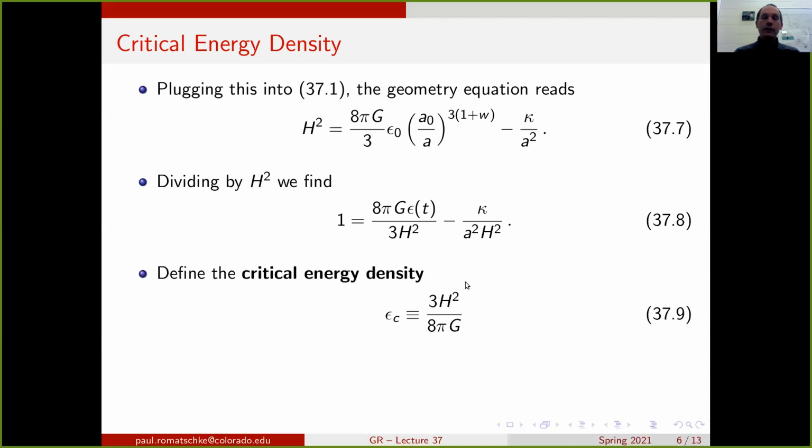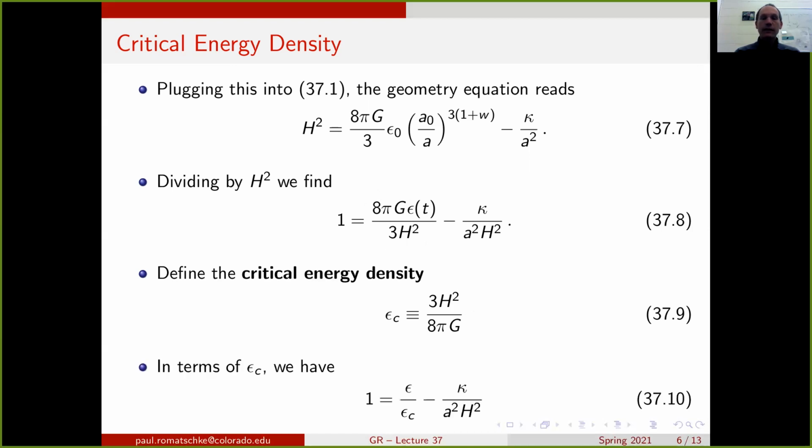Now let's define a critical energy density EC as 3 H squared over 8 pi G. The reason being that since we have a 1 here on the left-hand side and we have an energy density there, whatever is in the denominator here also has to have units of energy density. So we can define this to be the critical energy density. The reason for calling it critical energy density will become clear in a second.